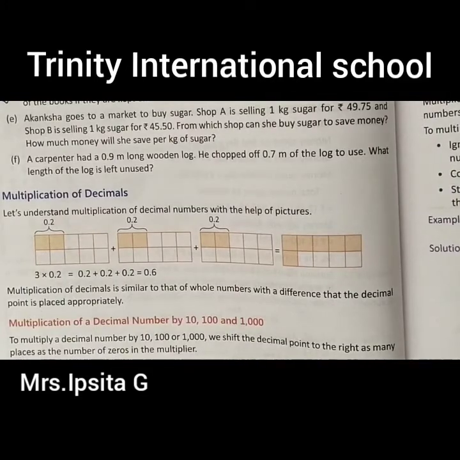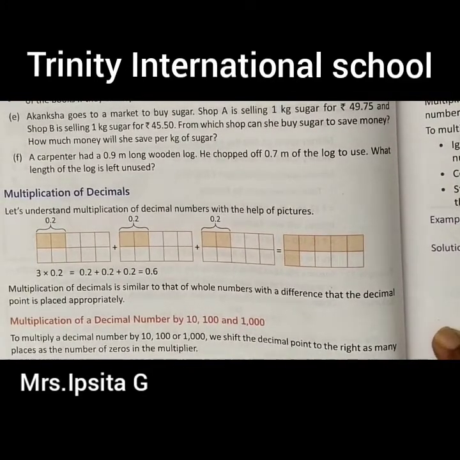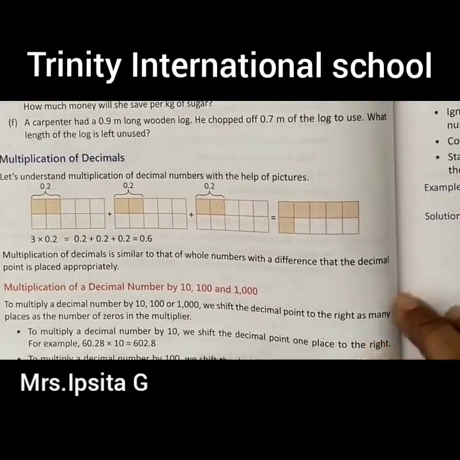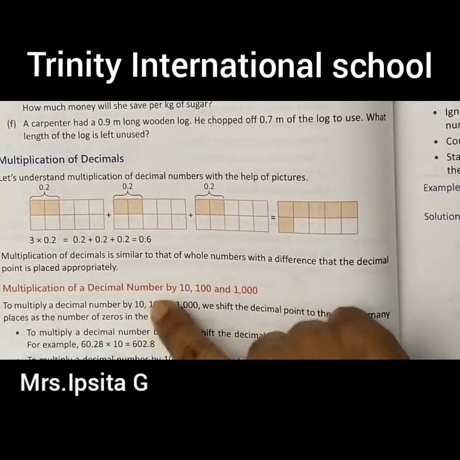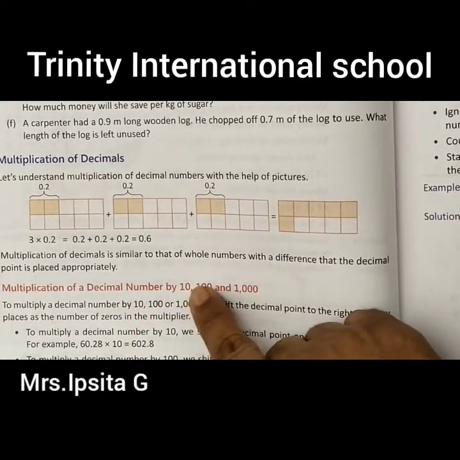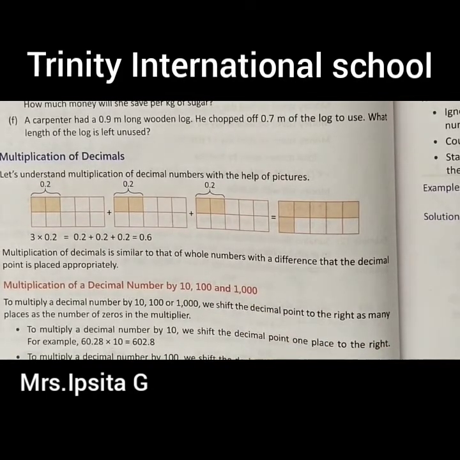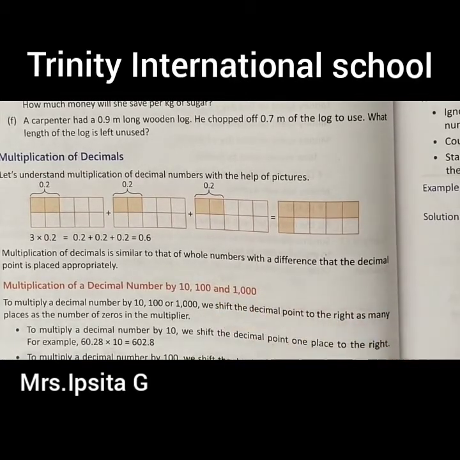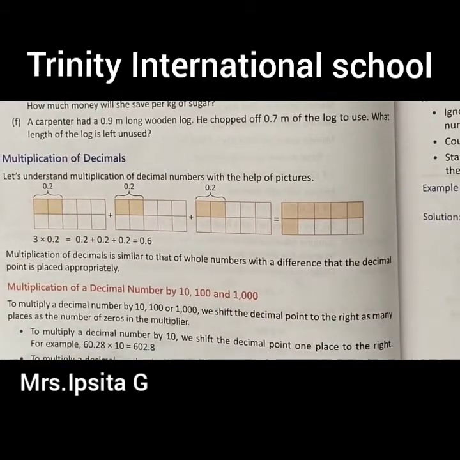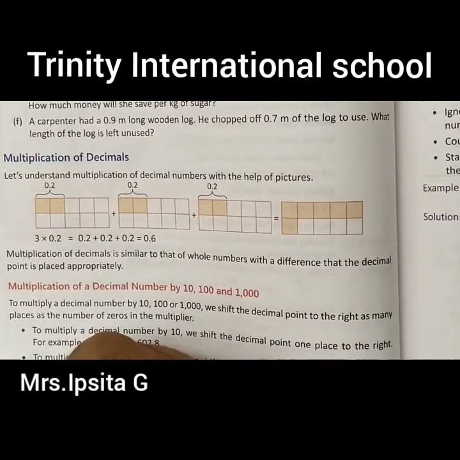Now next topic we will learn about the multiplication of decimal. So first is multiplication of a decimal number by 10, 100 and 1000. So how you can easily multiply the given number with 10, 100 and 1000. So let us see with the examples.